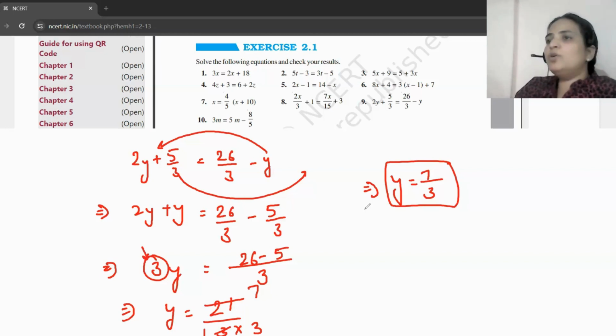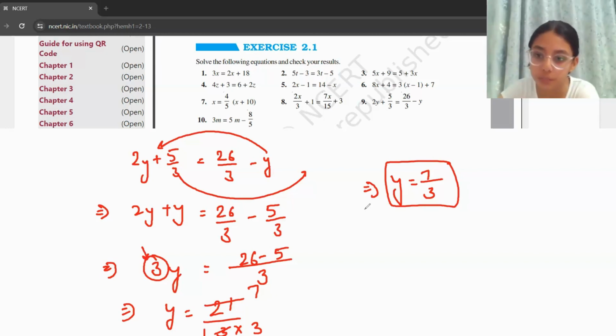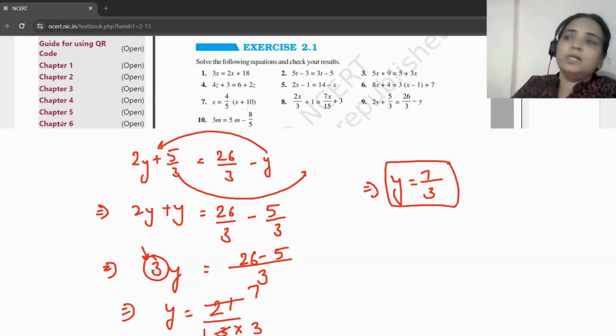Clear everyone or not? Yes, ma'am. Chalo, with this I am stopping the recording here. And you have to complete this exercise, do all the verification of all 10 parts and share it with me as your classwork. Okay. So for those who are there in the class, they will be completing this right away. For those who are not in the class, they'll complete it and submit it to me.